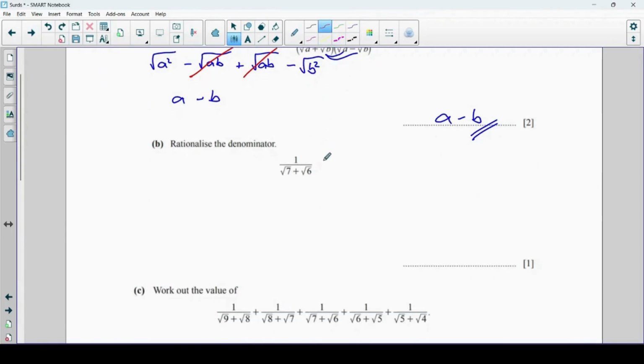Part B is another rationalise the denominator. Once again, we are going to multiply by the conjugate, root 7 minus root 6, both on the top and the bottom. Because we're multiplying by 1 on the top, it's just going to be root 7 minus root 6. On the bottom, we get root 7 plus root 6 times root 7 minus root 6.